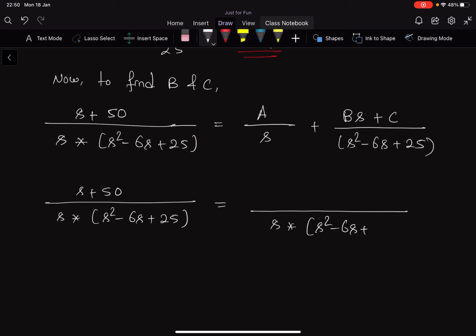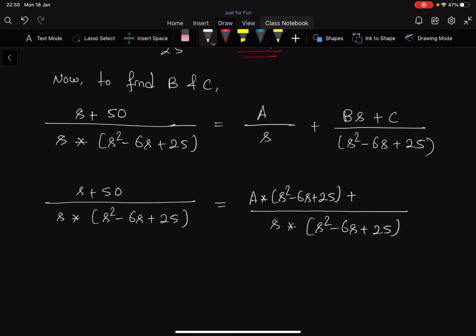Okay, and whatever is not in the corresponding denominator, we're going to multiply with them. For example, in the a over s, we don't have this whole thing, which is s square minus 6s plus 25. So we'll multiply a with that whole LCM of the other fraction. So it's going to be a times s square minus 6s plus 25.